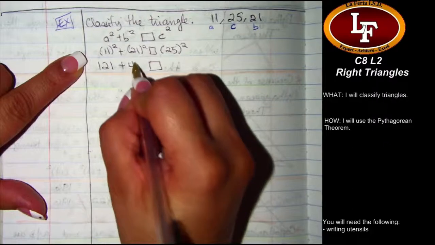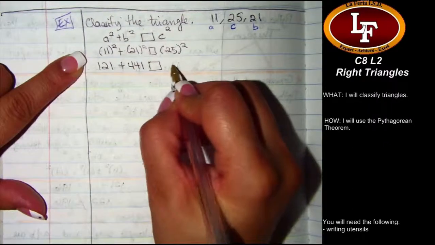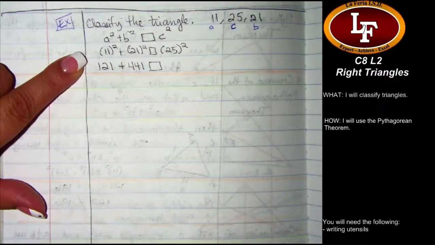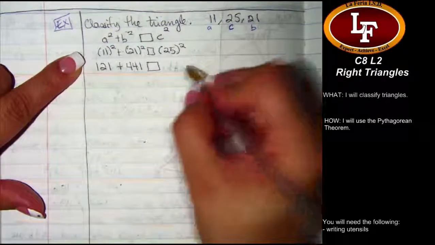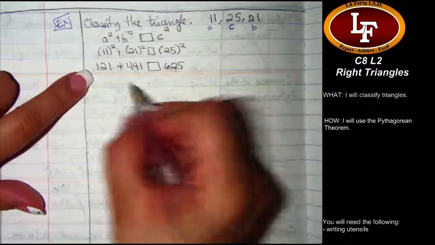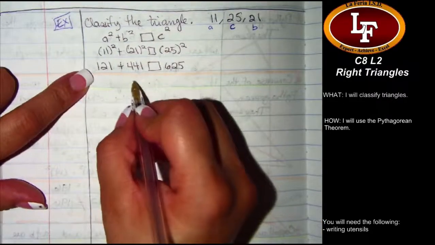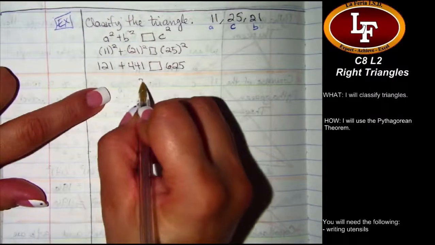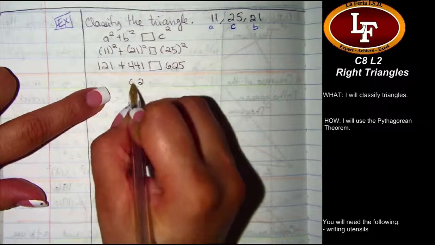441. Yep, all right, confirmed. And 25 squared, I think it's in the 600s. 625. I heard that from two people. All right, add 121 and 441. Do it any way you want. I'm going to try to do it. 653.